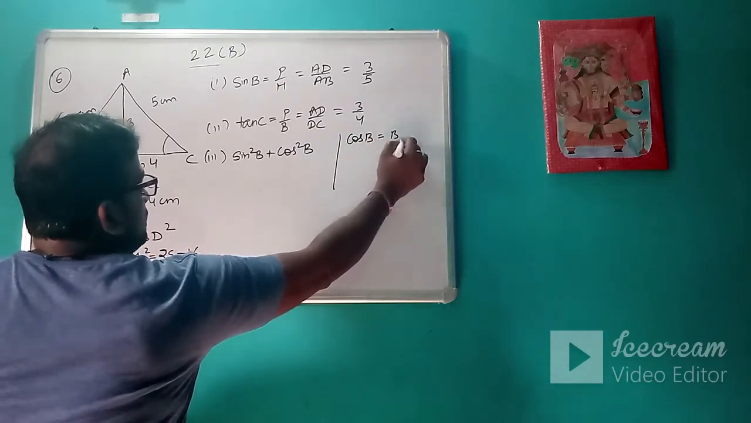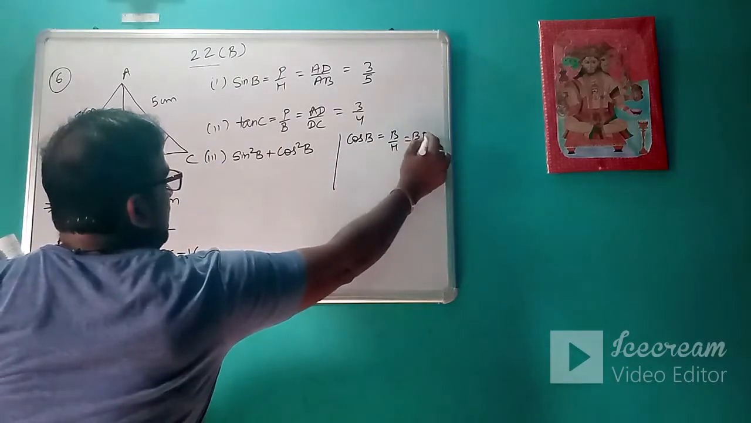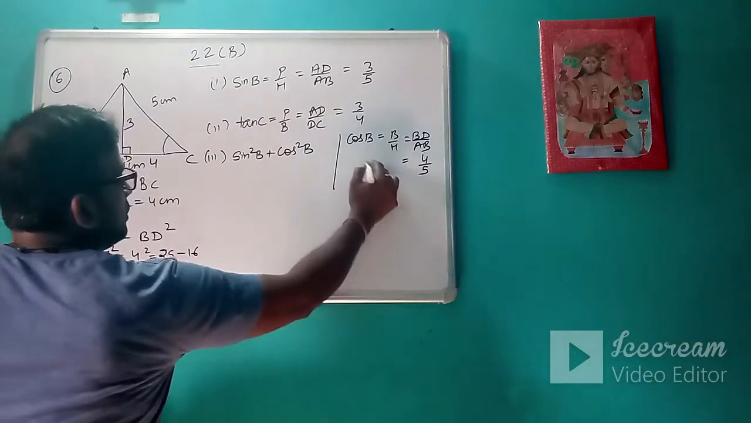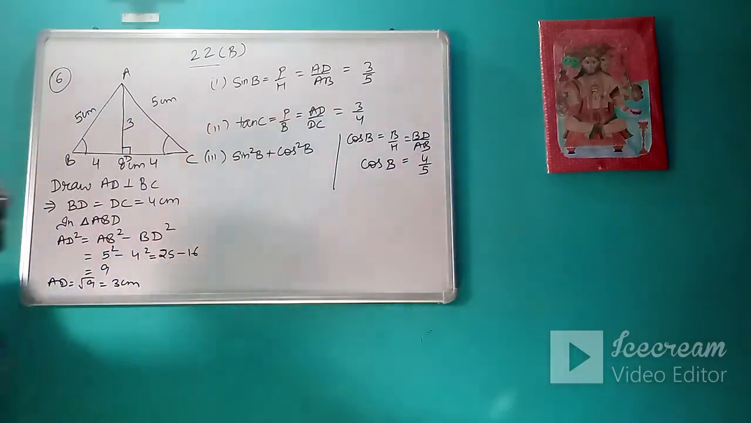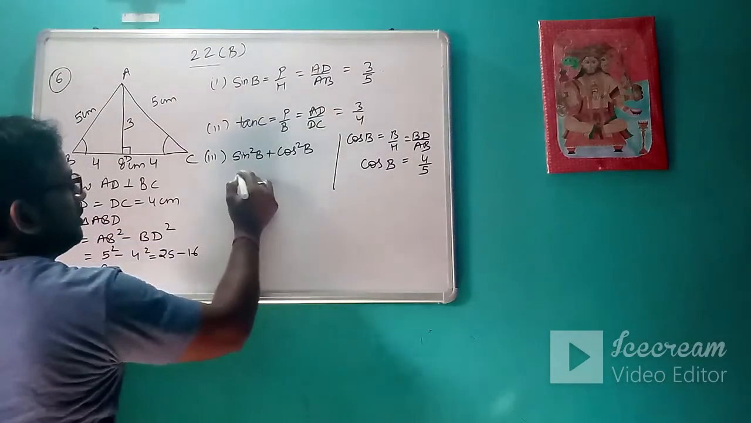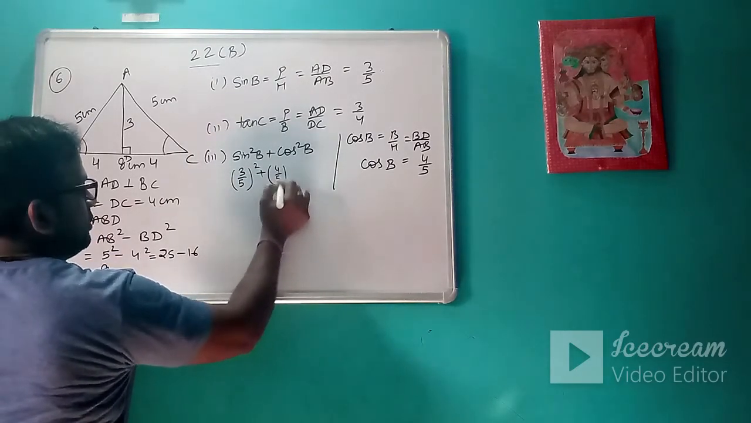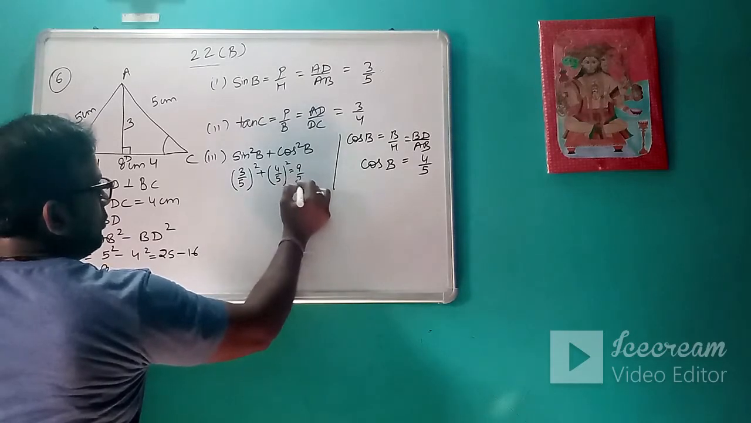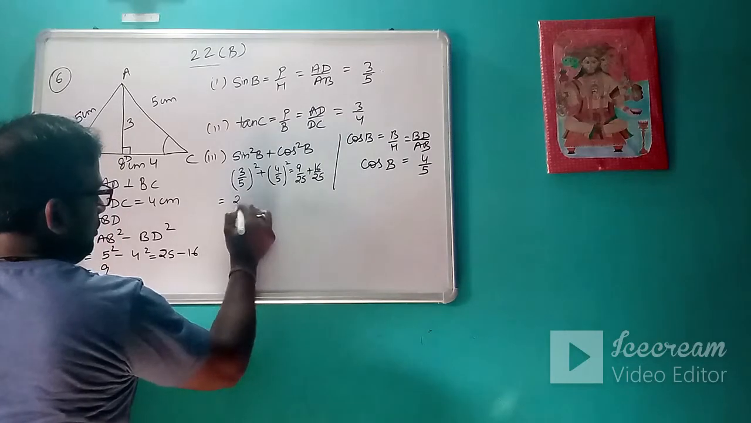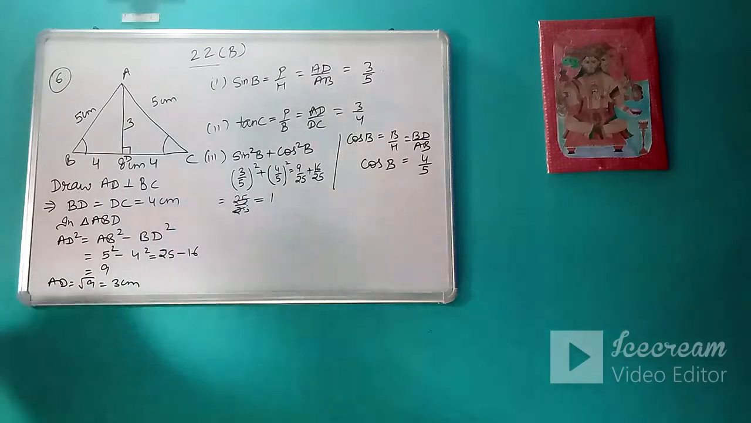It is B upon H. So for this B, what is the base? Base will be BD and hypotenuse will be AB. So it is 4 upon 5. So this is our cos of B. So we will put the value. What is sin B? This is sin B. (3 upon 5) squared plus (4 upon 5) squared is equal to 9 upon 25 plus 16 upon 25, which is equal to 25 upon 25, that is 1.